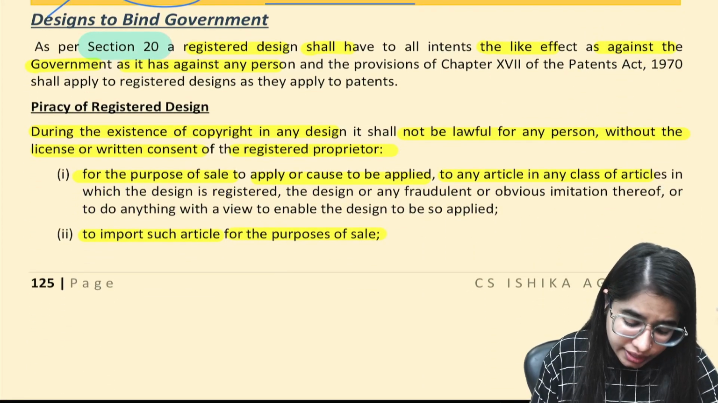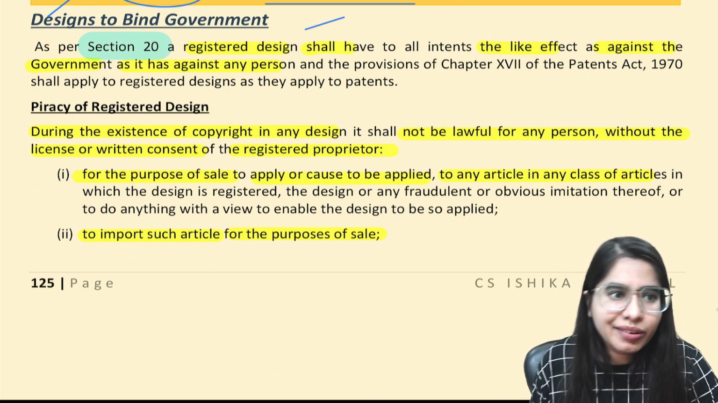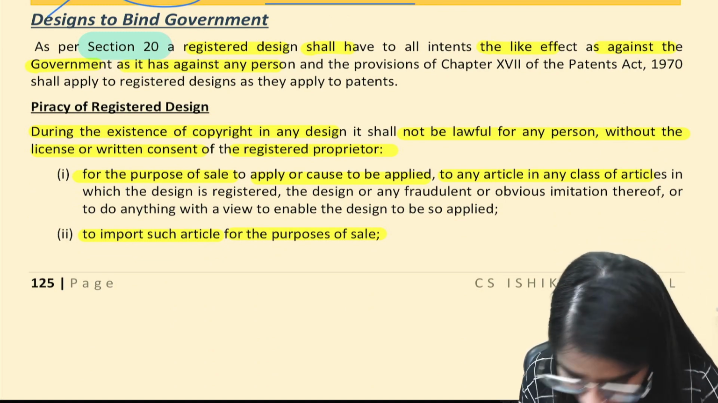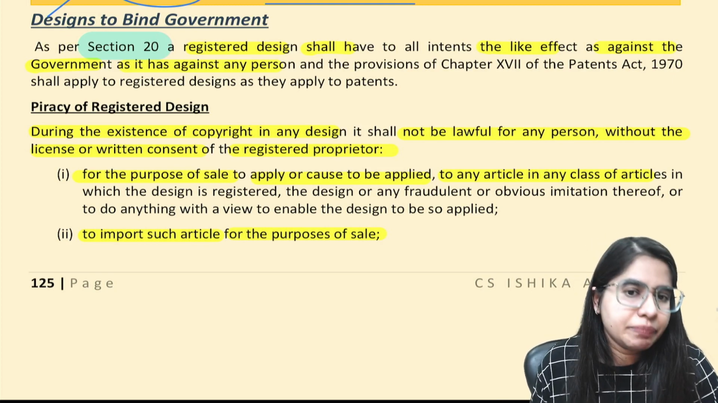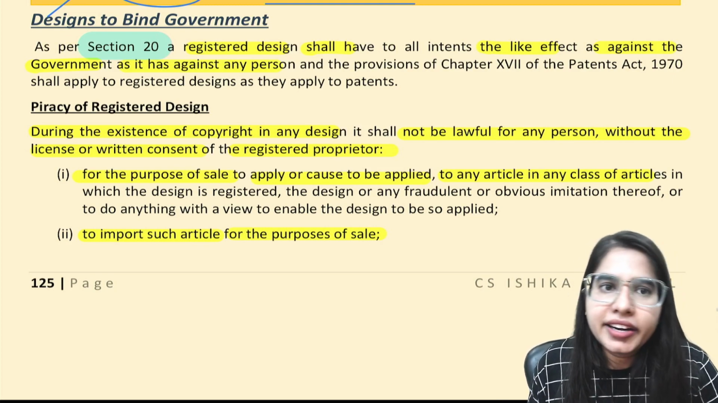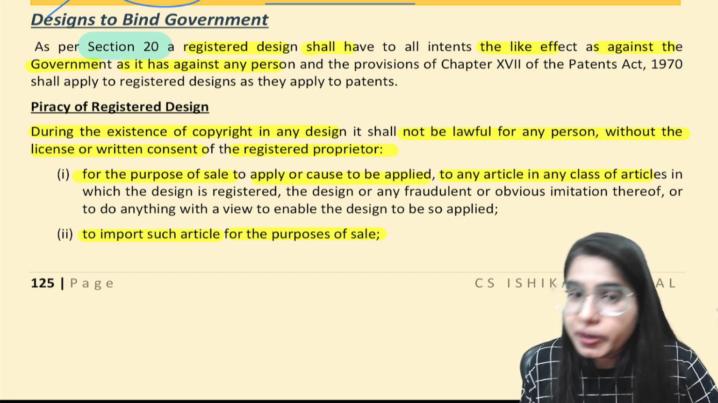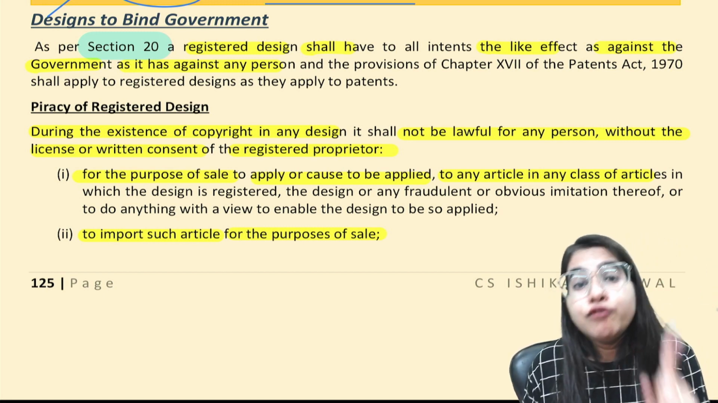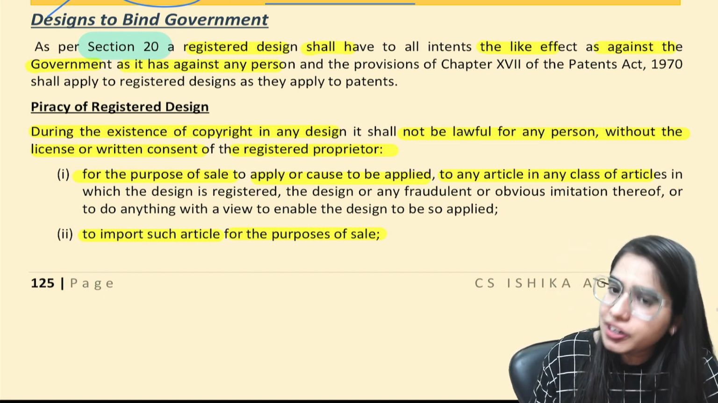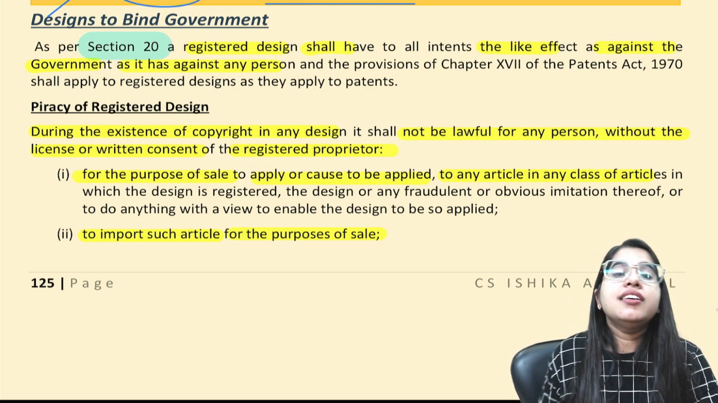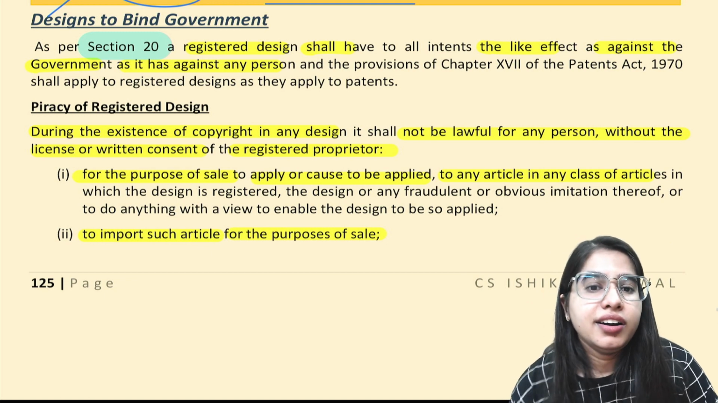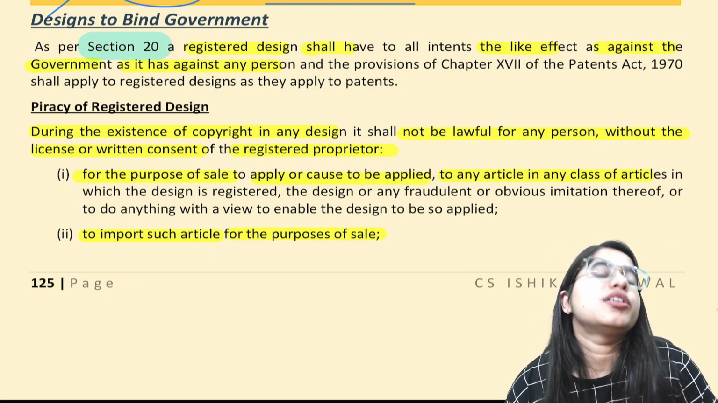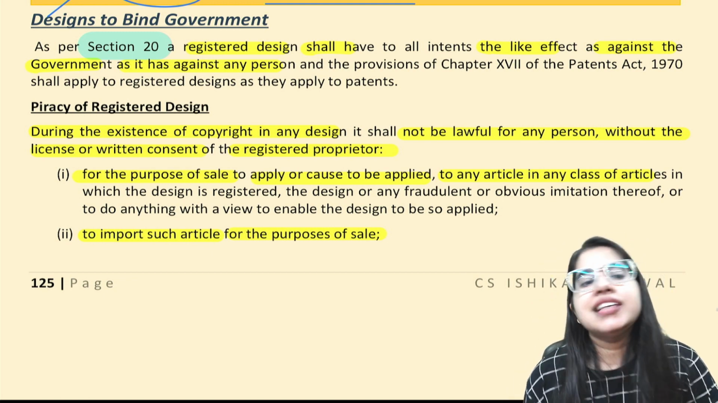Next, design to bind government. Here simply one point is given. Remember we studied in patent that a patent can be used by government for public interest. If it is for public interest, then government can use a patent. But design, government cannot use. Government is also bound by the design registration.